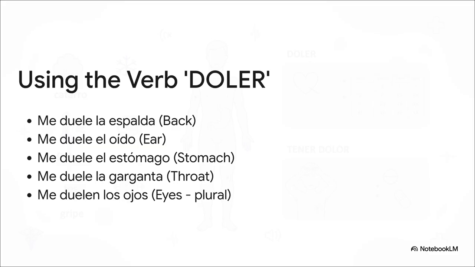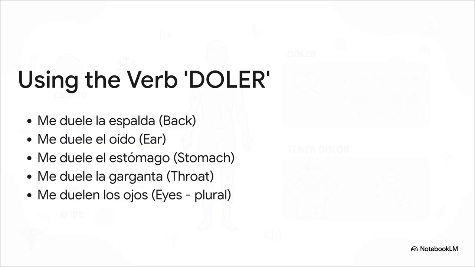Mastering this doler verb formula, which is laid out perfectly on page 70, by the way, is absolutely crucial because it's just the most direct way to say it. Take it slow and kind of feel the flow of these phrases. Me duele la espalda, me duele el oído, me duele el estómago, me duele la garganta.